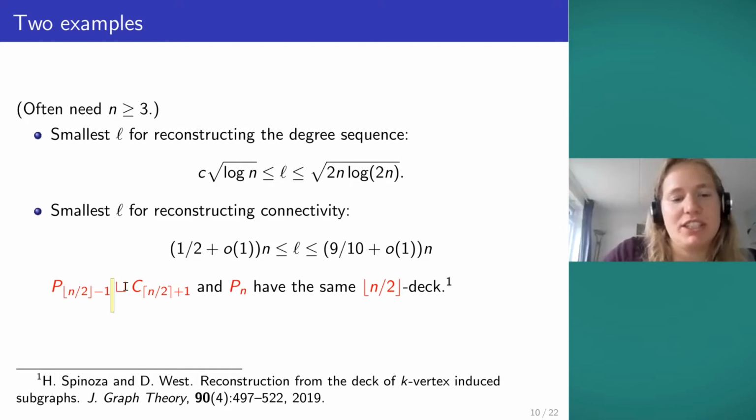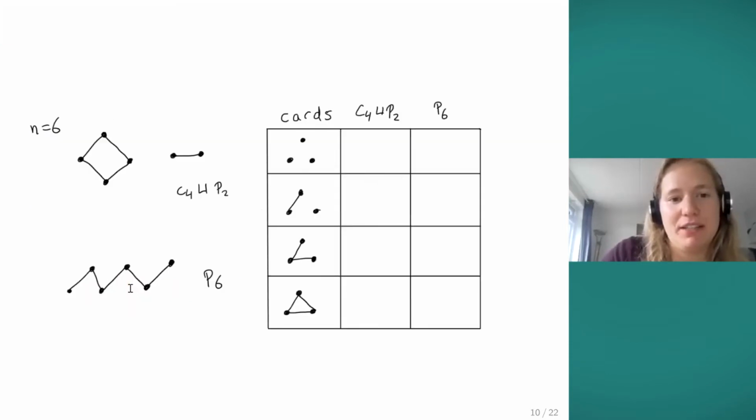This notation here just means disjoint union. I've drawn an example here for n is 6. Here we have a 4 cycle and a path of length 2, and here we have a path of length 6. The claim is that all the small card counts are the same for these two graphs. And clearly the one on the top is not connected, but the one on the bottom is.